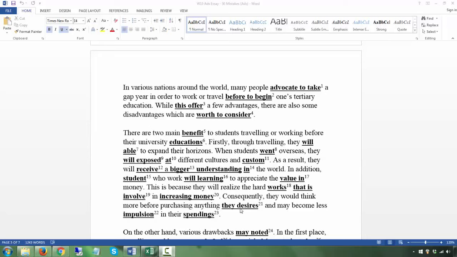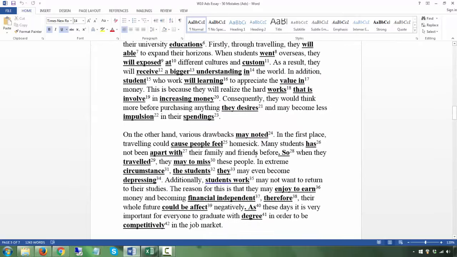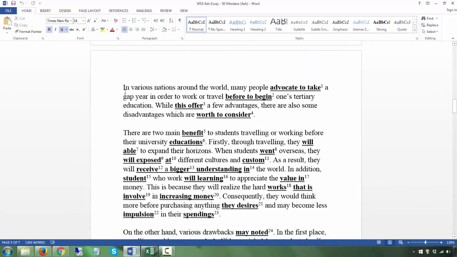Right, this is the advantages essay, the 50 mistakes. So we're going to go through every single mistake and divide them into the 12 different kinds of mistakes, the 12 most common kinds of mistakes. So let's start with the first paragraph.